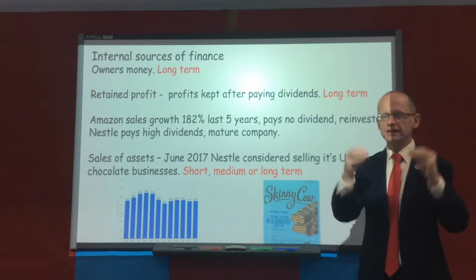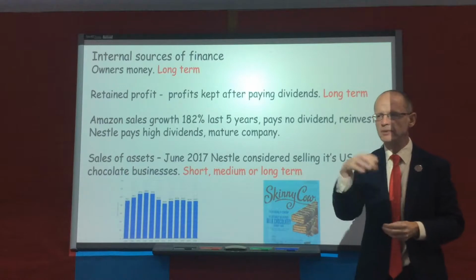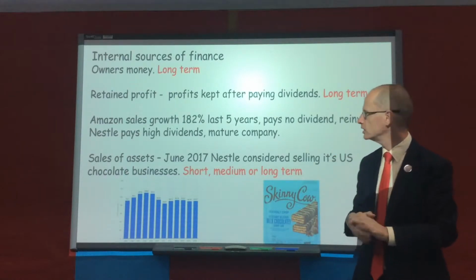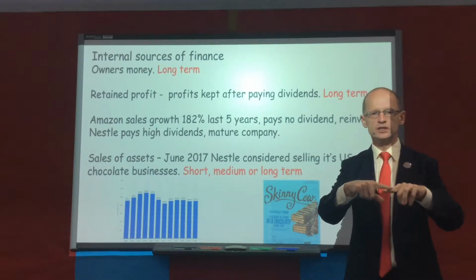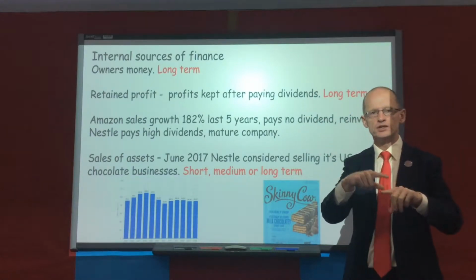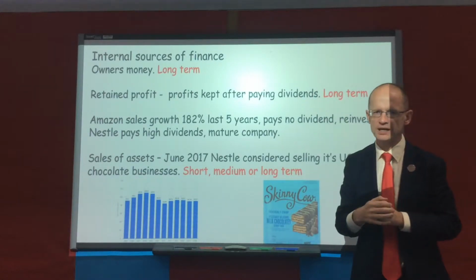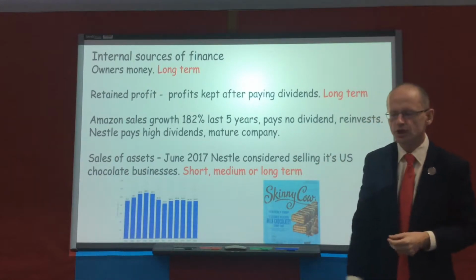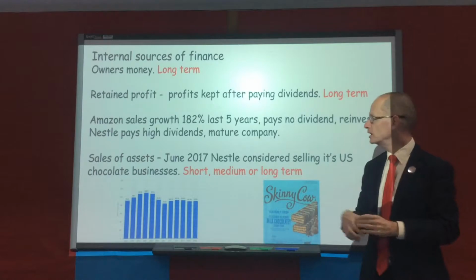A lot depends on the strategy of the business, the management of the business, as to whether they do pay dividends or not. So for example, Amazon have seen their sales grow by 182%. The share price has grown by a lot more than that in the last 5 years. They pay no dividends because they've got big plans for the future. So they reinvest all their profit.